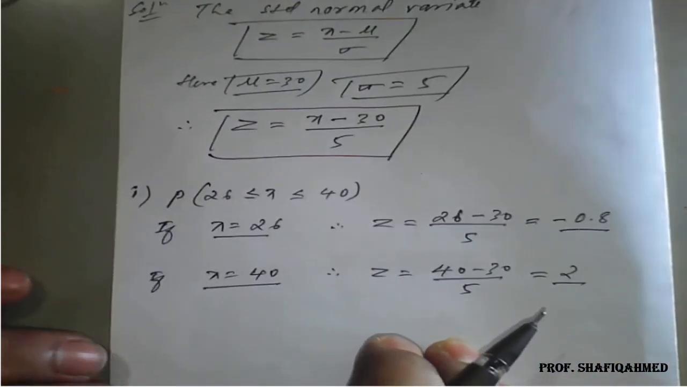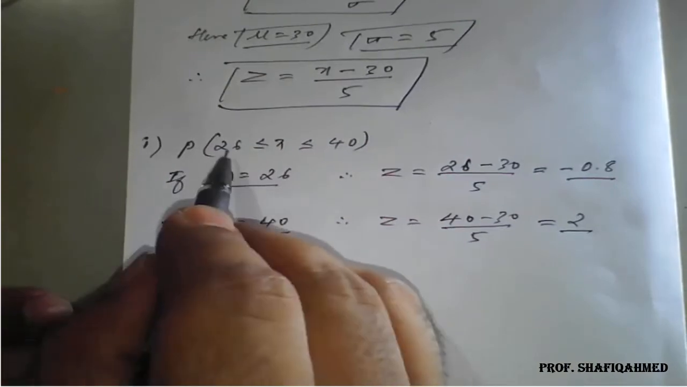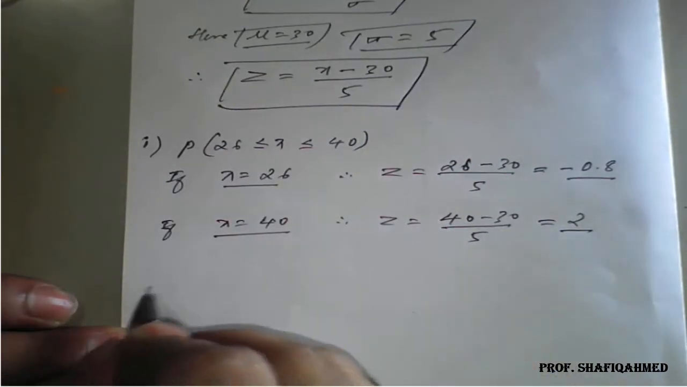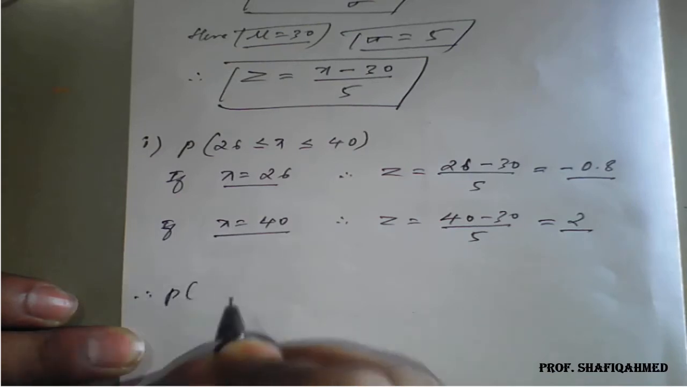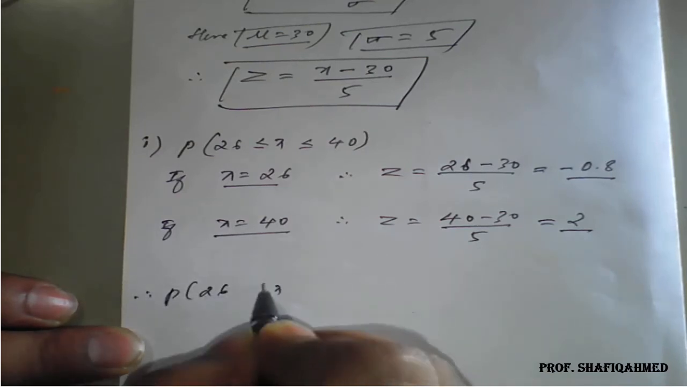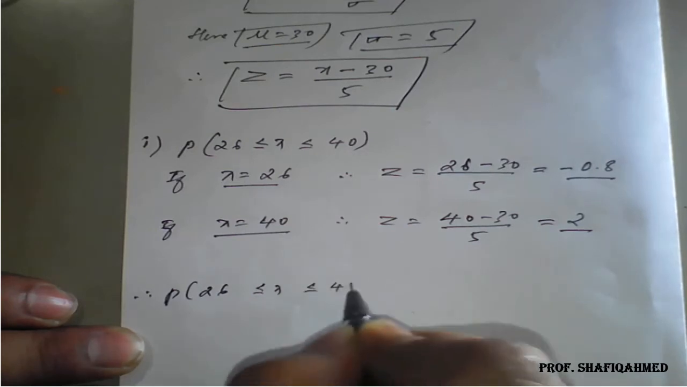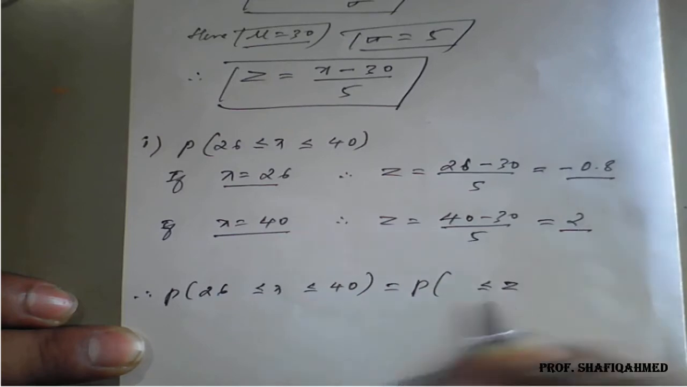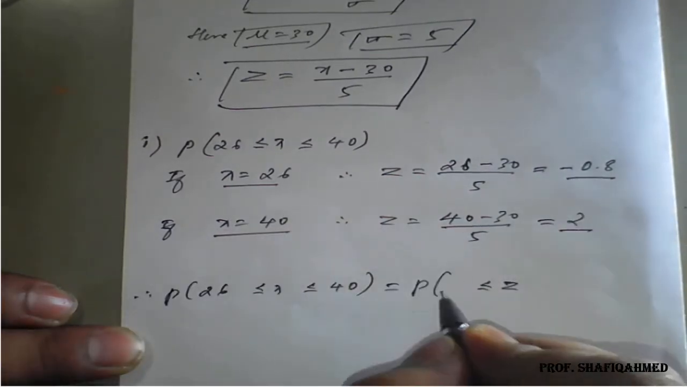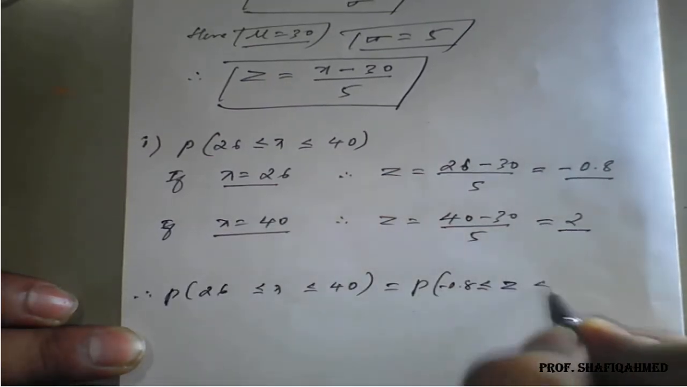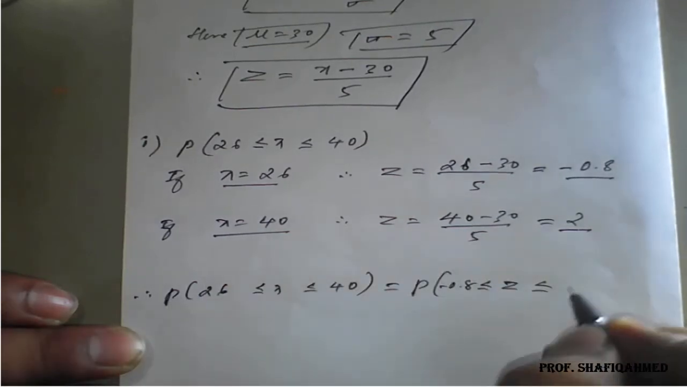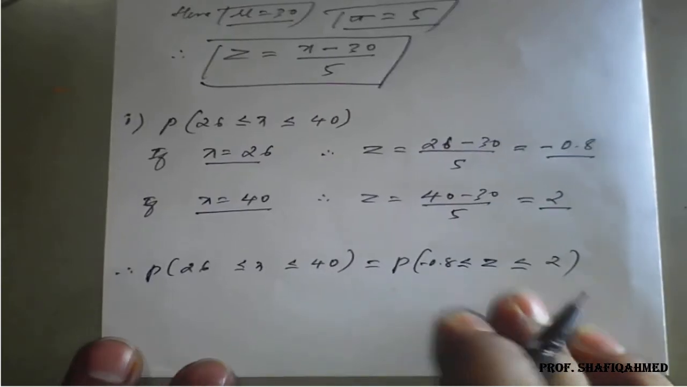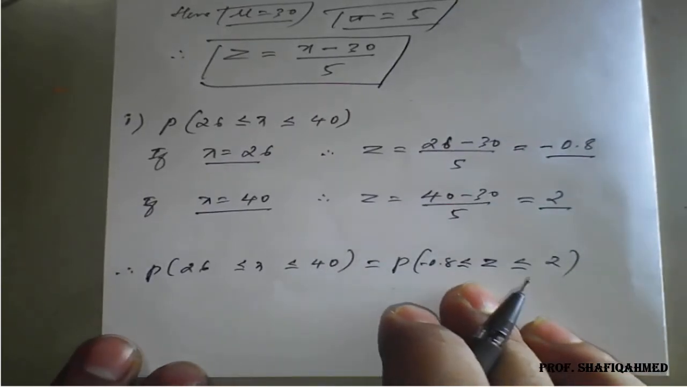Using this, we have to reframe our probability. Instead of x, now we will replace it with z. So P of x greater than or equal to 26 and less than or equal to 40 will become P of z greater than or equal to minus 0.8 and less than or equal to 2. Now this is converted to a standard normal variate. Now you can easily simplify this example.